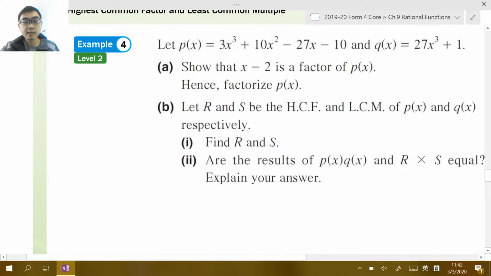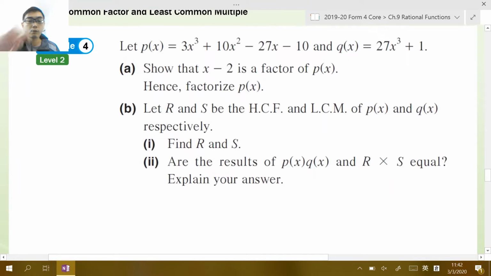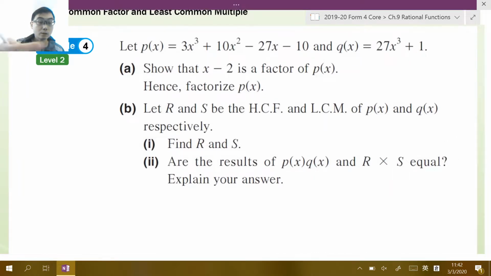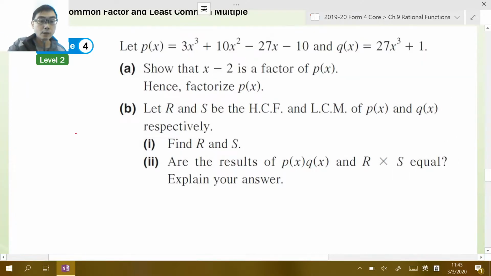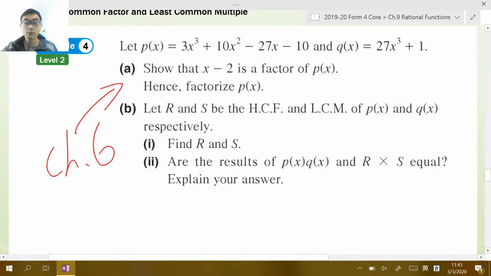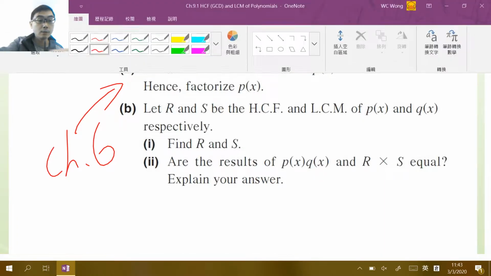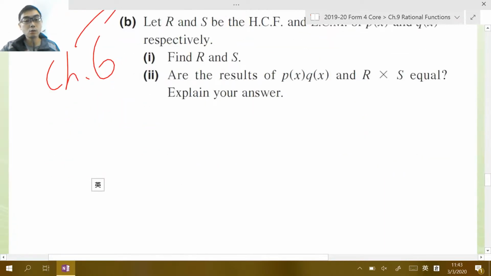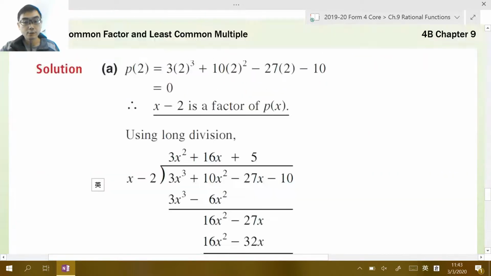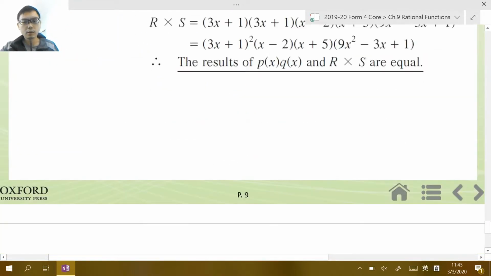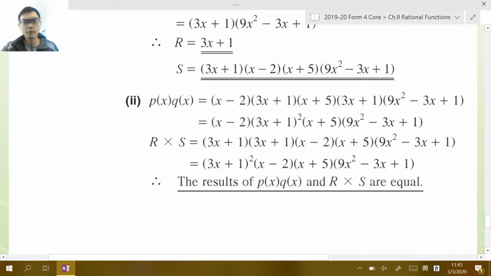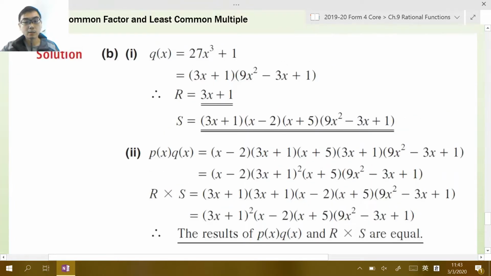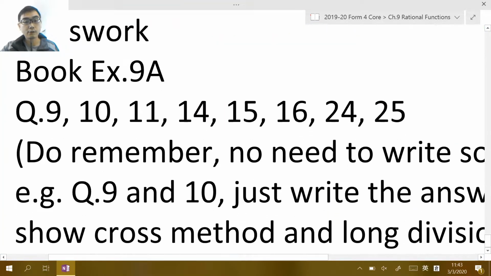And then for example 4, I think it's just straightforward. But do remember that sometimes, because we are talking about factorizing the polynomial, you may have to relate to what you learned in chapter 6, the polynomial. For example, the factor theorem, or you have to factorize using long division. So the things you need to use may be from chapter 6 again. So do remember. I will not give very much detail about this example, but this one is not actually very important.